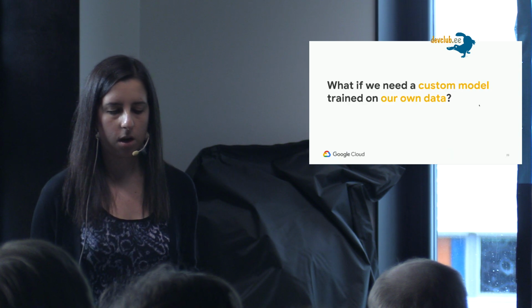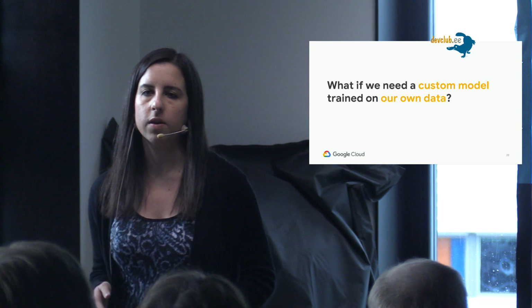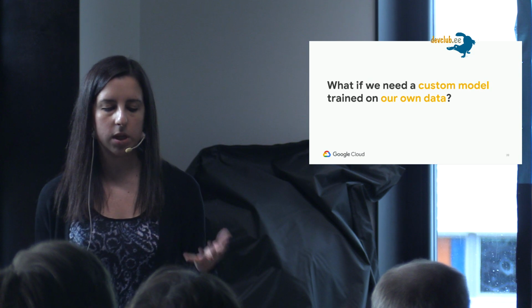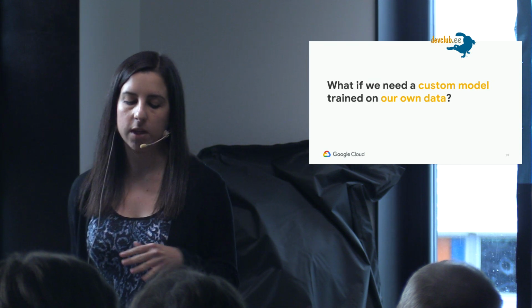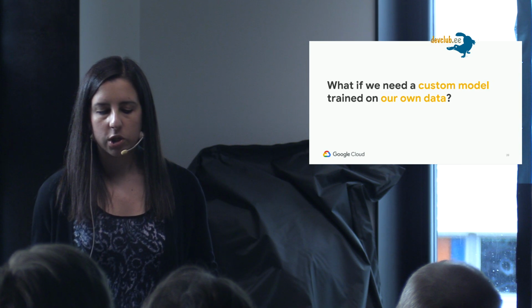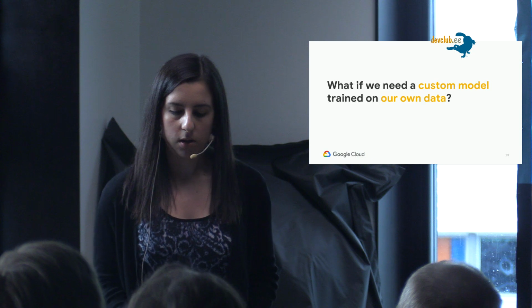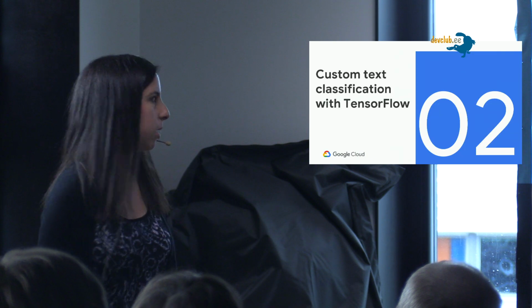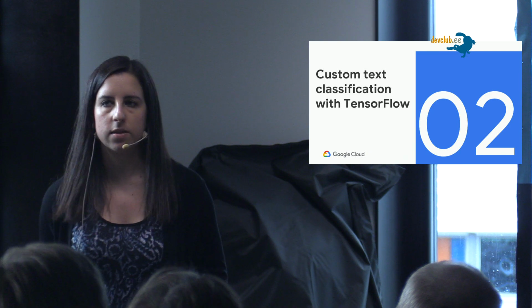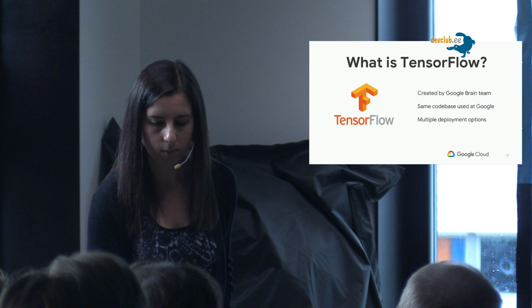So when I present on any of our APIs, I often get the question, what if you need something more custom? The API provides a lot of useful types of data, but there's a lot of situations where you might need a custom model that's trained on your own data. So the next part, I want to talk about custom text classification with TensorFlow.